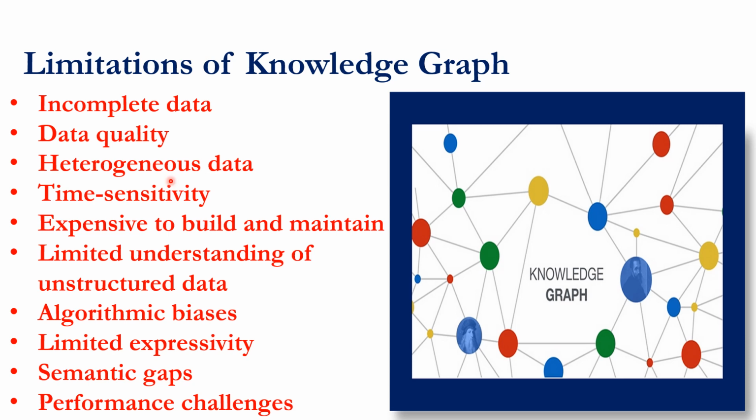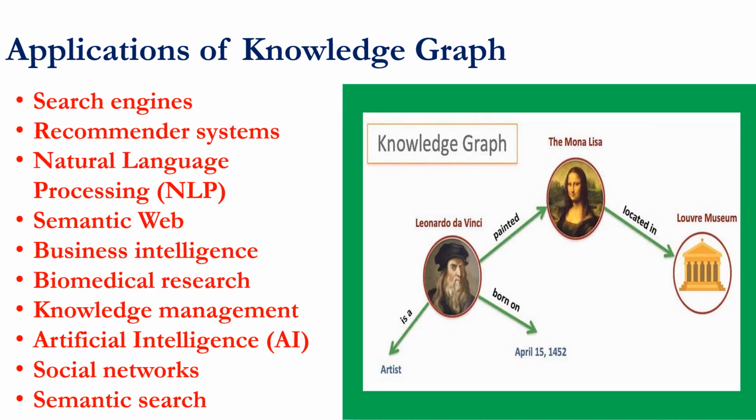And then algorithm biases, where knowledge graphs can unintentionally amplify biases present in the data used to build them. So it's essential to be aware of this potential bias and to monitor the graphs. Then limited expressibility and semantic gaps, where it can be difficult to find the right vocabulary or relations to represent some concepts effectively. Then performance challenges. Large-scale knowledge graphs can be computationally expensive to query and analyze, requiring specialized hardware and efficient algorithms.